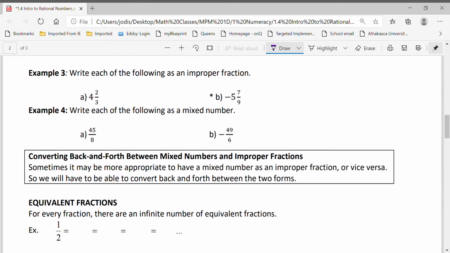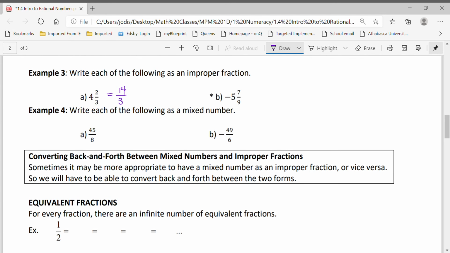Okay, so then we're going to practice doing a couple of these, writing them as improper fractions. So we have 4 and 2/3. Again, I would take the 3, multiply it by 4, that's 12, add 2, and we get 14/3.